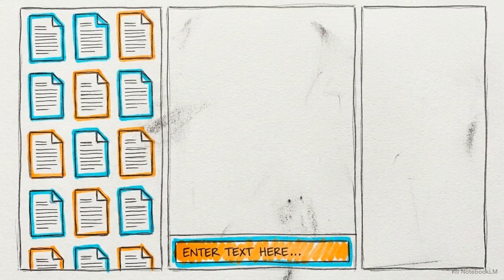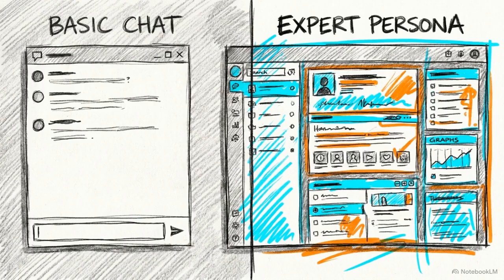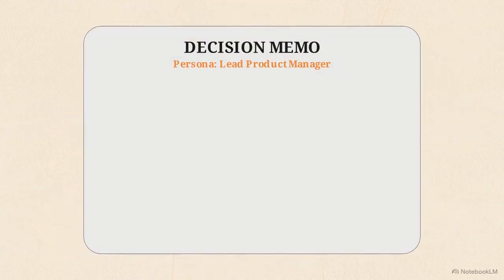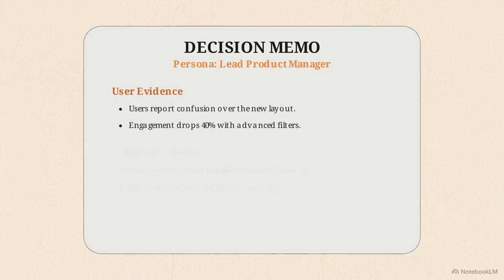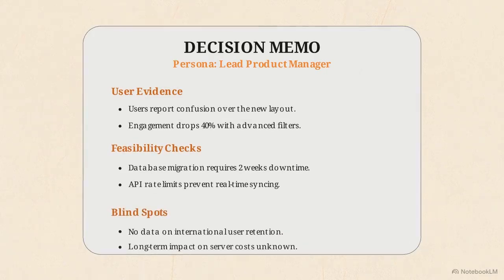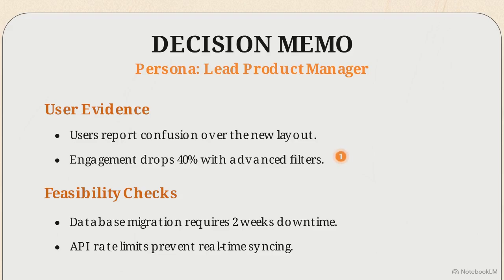With your sources loaded in the left panel, it is time to interact in the middle chat panel. NotebookLM is only as good as its instructions. Generic prompts yield generic summaries. Instead, use a persona prompt. Tell the AI to act as a lead product manager, synthesizing sources into a decision memo structured around user evidence, feasibility, and blind spots. This forces the AI to strictly append citations to every claim.